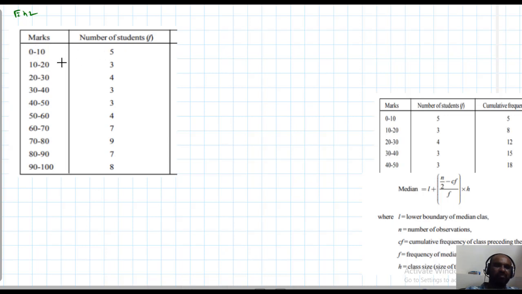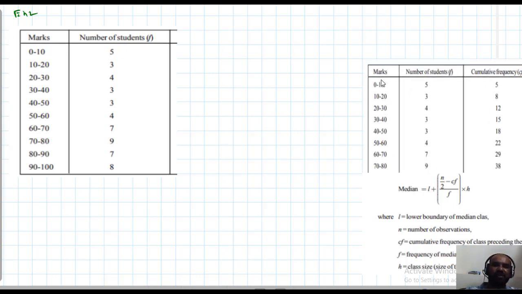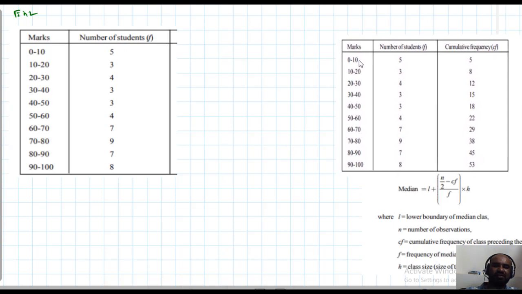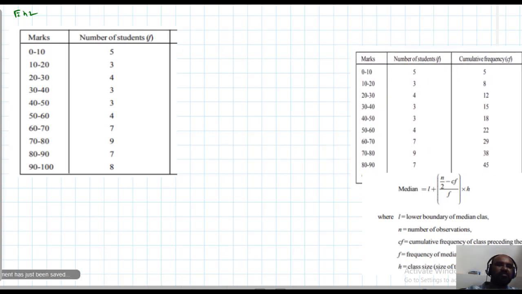0 to 10, 5 members, 10 to 20, 3 members. You don't know the individual marks of these 5 students. Okay, what will we assume in this case? The class mark is taken as the mark of each student. But how to find the median? So I will show you, students, listen. In total, 53 students are there. If you add all, you will get 53 only.